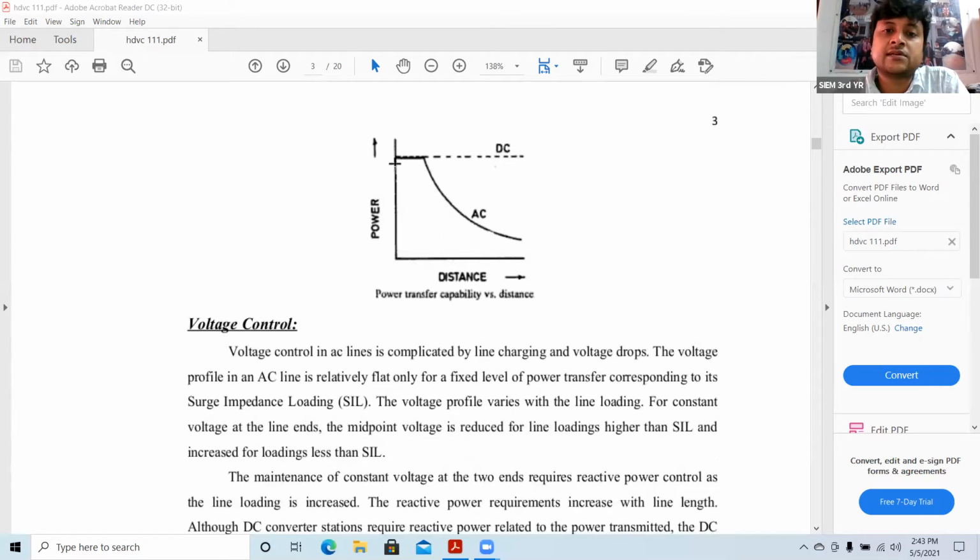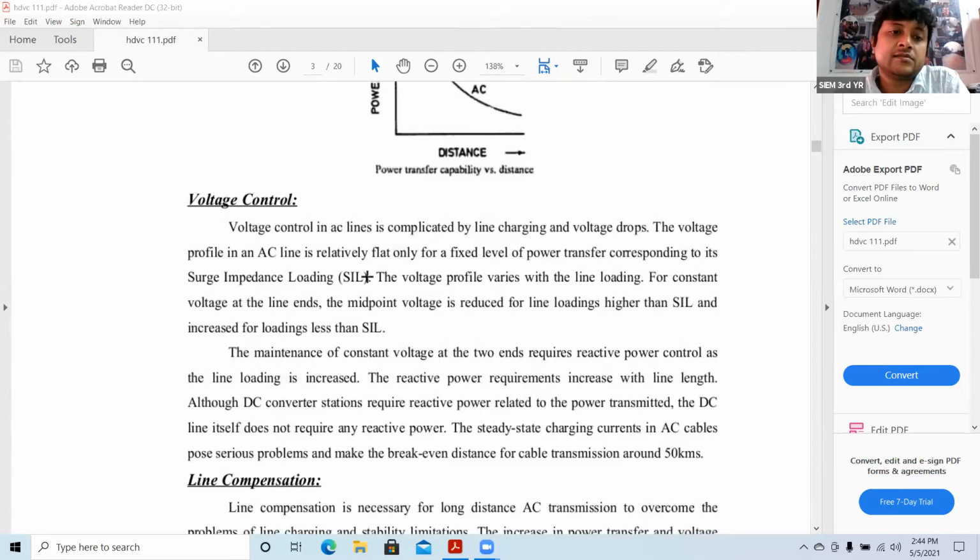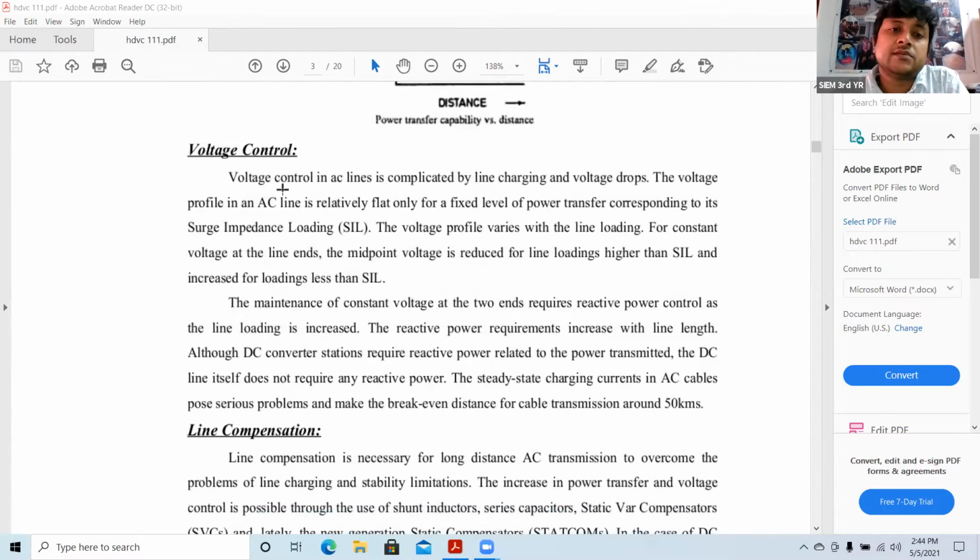Okay, say this is the case of DC and this is the case of AC. Power transfer capability. Then we have voltage control. The voltage control in an AC line is complicated by the charging and voltage drops. The voltage profile in an AC line is relatively flat only for a fixed level of power transfer corresponding to its surge impedance loading, that is called SIL.